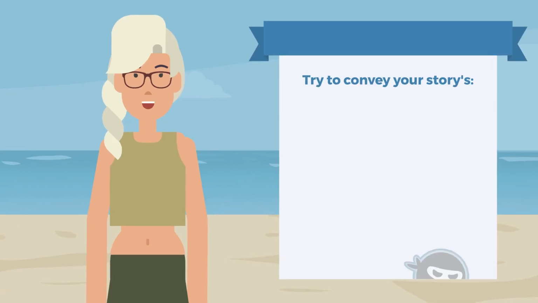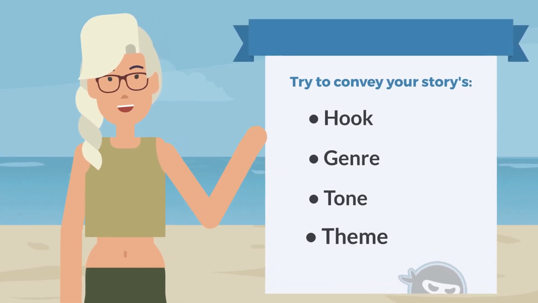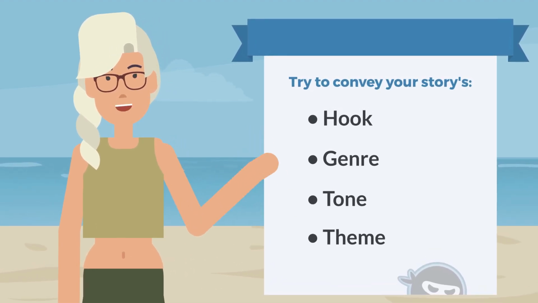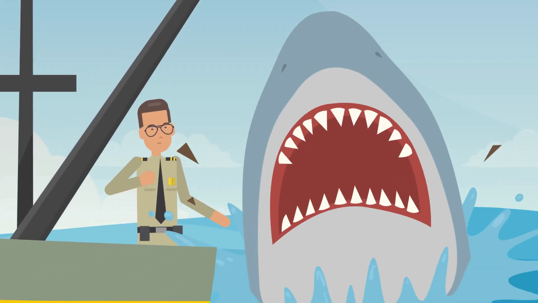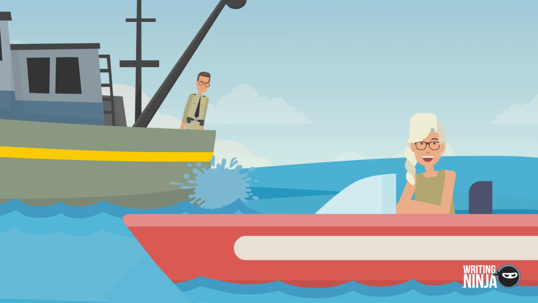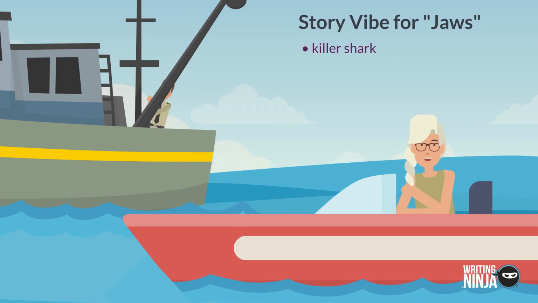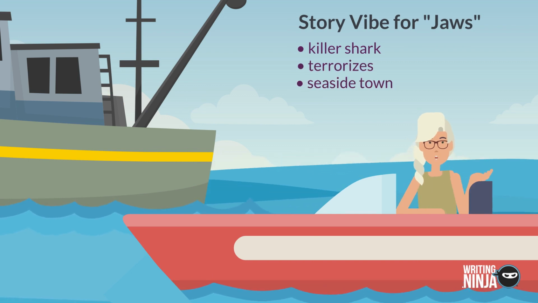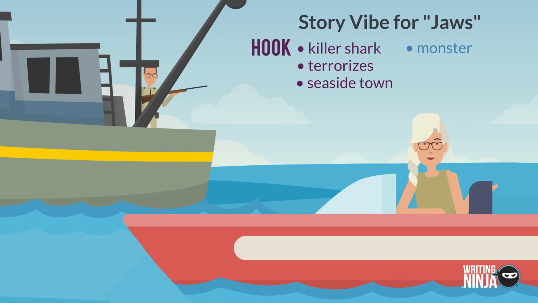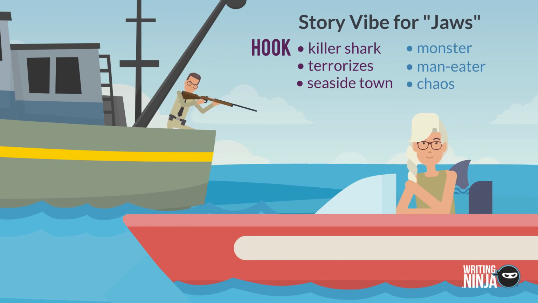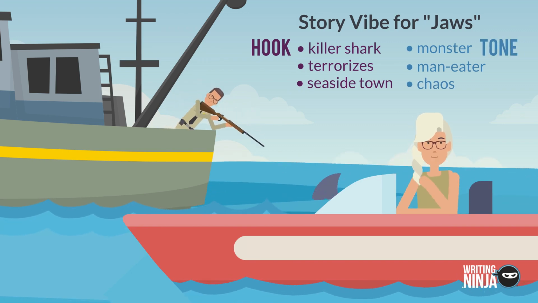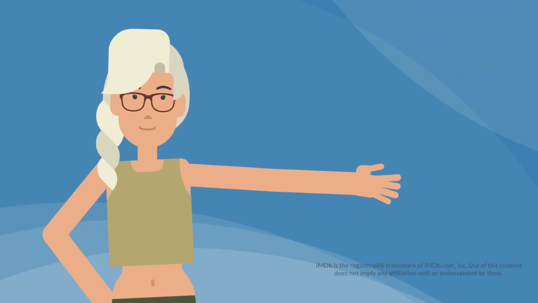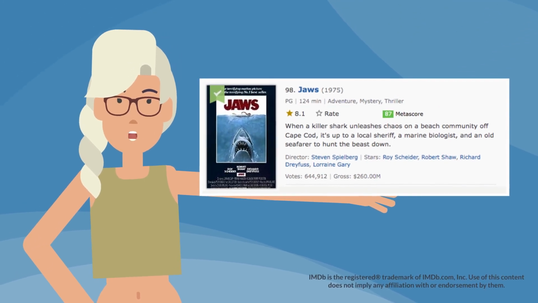Try to convey your story's hook, genre, tone, or theme. Using any of these elements will share the vibe of your story. We're gonna need a bigger boat. You have no story without a killer shark who terrorizes a seaside town. That's the hook. Jaws is a monster story, with a man-eater who causes chaos, which is the tone of the story. So let's put all of these elements together in the logline for Jaws.